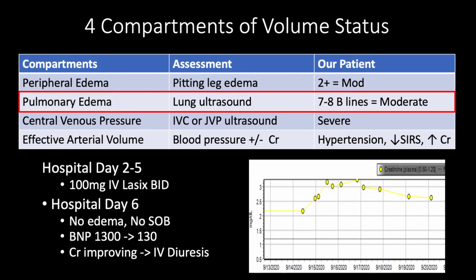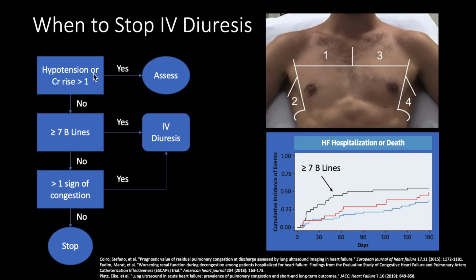So is he ready to go home? Well, he was having a creatinine rise of greater than 1. We addressed that and treated his sepsis. Now we have to ask ourselves, are there 7 or more B lines? That's the break point where heart failure hospitalizations will increase if patients go home with 7 or more B lines in the anterior lateral lung zones. So let's take a look at his lungs and see if we need to continue IV diuresis.